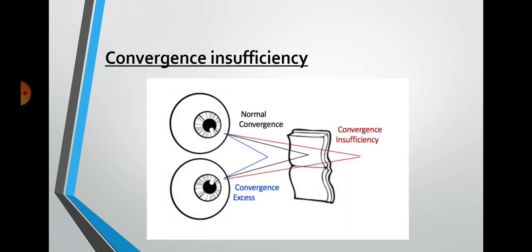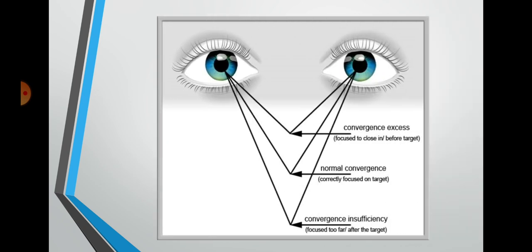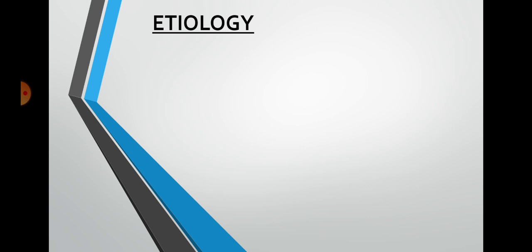Here the middle line is normal convergence, but the red lines of sight are converging to see that near object, but it is not sufficient. It is focusing far away from the near point of convergence. This is convergence insufficiency. Look at this picture also. It is also the same.